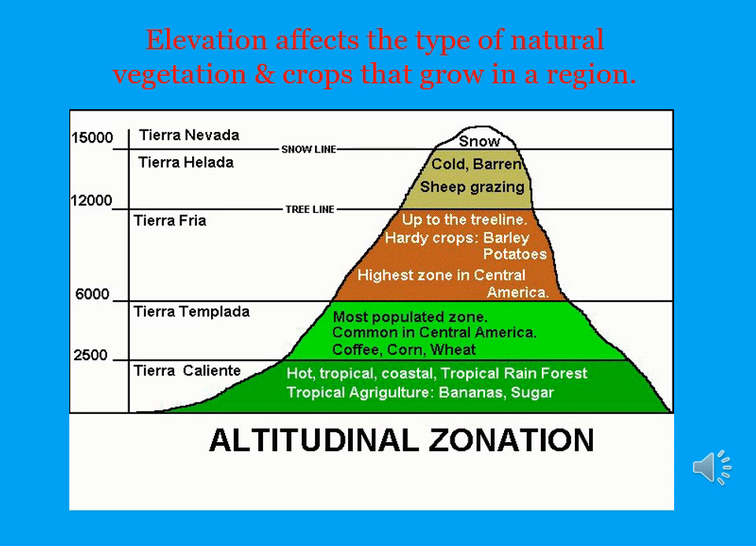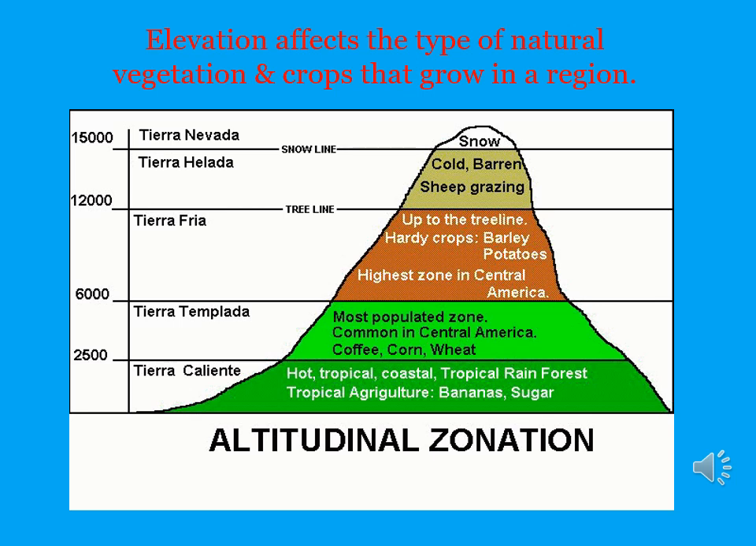And then when you go into the Tierra Fria, from 6,000 to 12,000 feet, you have barley, potatoes. This is the highest zone in Central America, up to the tree line. Now, you have to understand about the tree line. The tree line is the highest elevation that a tree can grow. Anything higher than that, the trees cannot grow, probably because it's just too barren. Maybe you have poor soil and few nutrients, and trees cannot thrive pretty much above the tree line, which is around 12,000 feet.